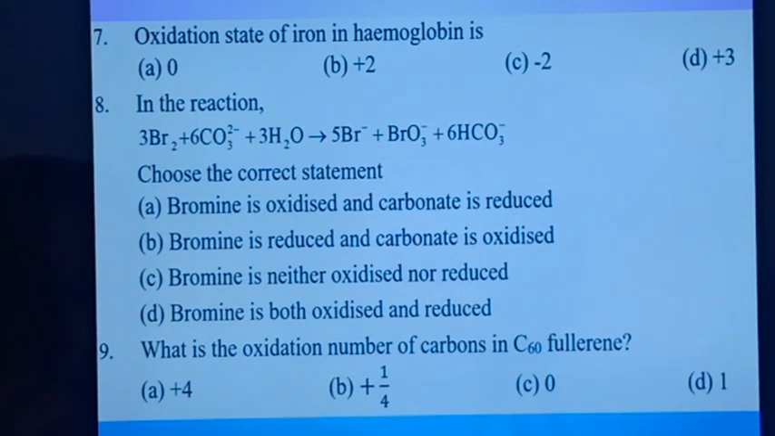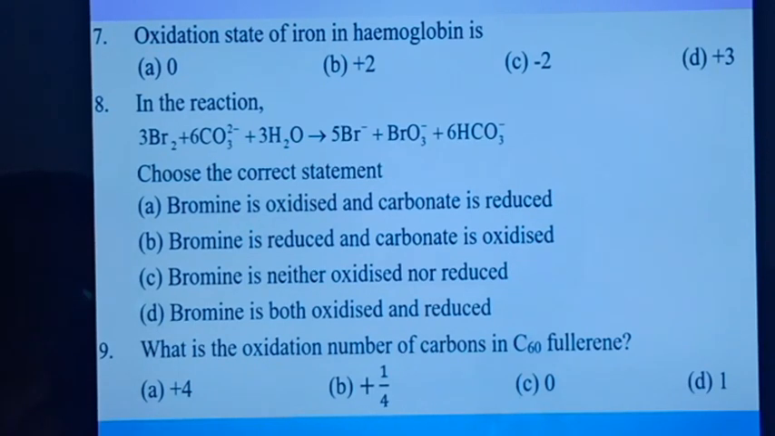Oxidation state of iron in hemoglobin. Hemoglobin is a complex which is responsible for giving blood its red color. In fact, it is a blue color complex which binds to a large number of porphyrin rings. Especially it is present in the blood.